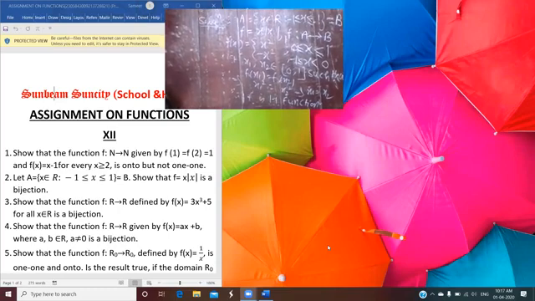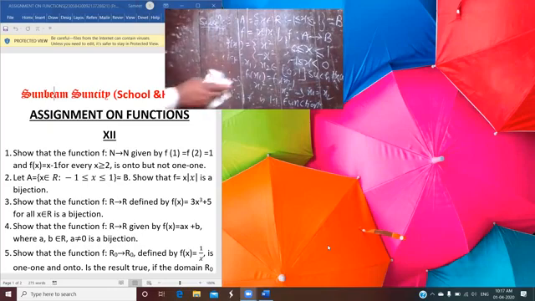Now in case of the second part, what do you do? Yes, prove it.